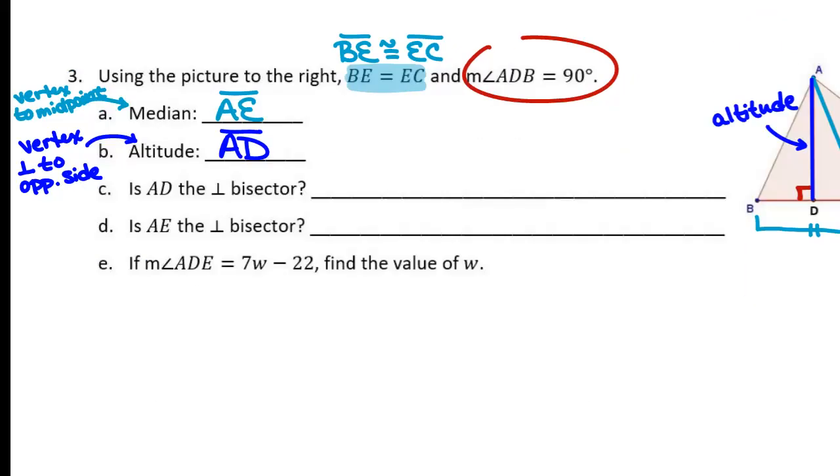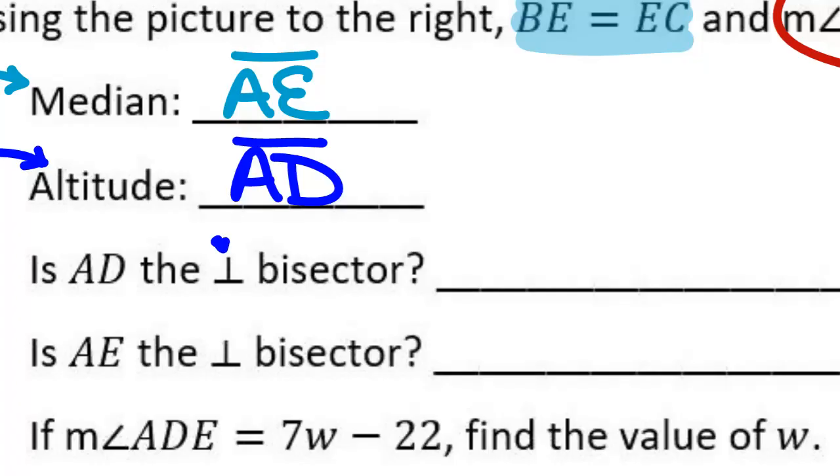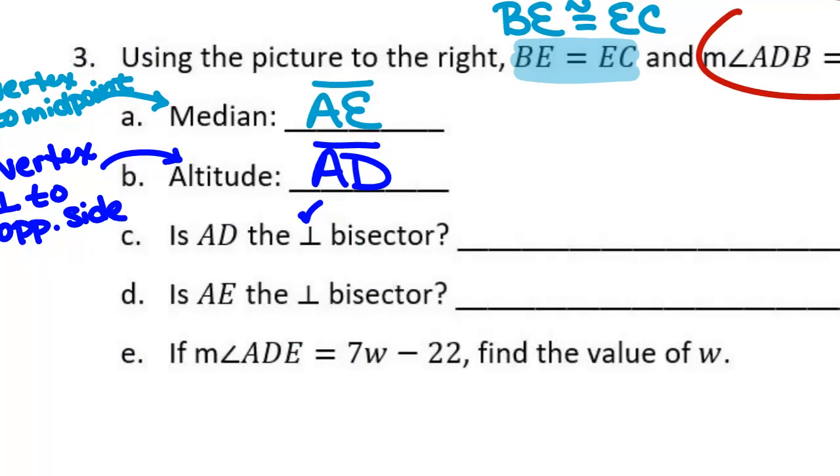Is AD the perpendicular bisector? No. There's two things going on. Is AD perpendicular? Yes, AD is perpendicular. We have that right angle marking on there. What do bisectors do? Cut things in half. Does D cut this side in half? So it's perpendicular, but it's not a bisector.